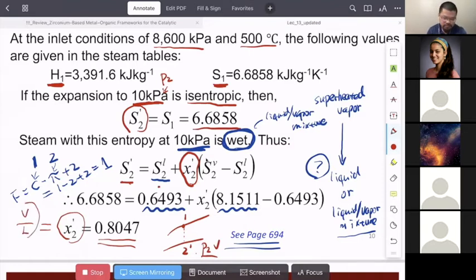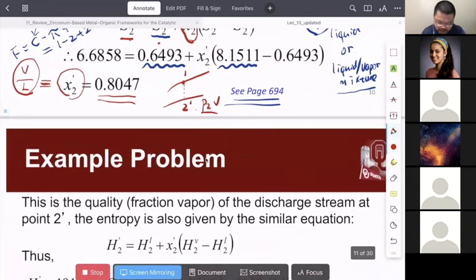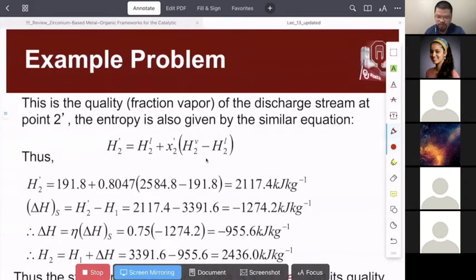Okay. So that is the definition we always utilize in this textbook. So if this is the case, then we know x2 prime, the ratio, is known to us. So the good part is, for the 2 prime condition, we are going to have the mixture of liquid and vapor. We utilize the S of liquid, S of the vapor, but we also know the enthalpy of the liquid, the enthalpy of the vapor. Okay? So this is why we are going to use those values.